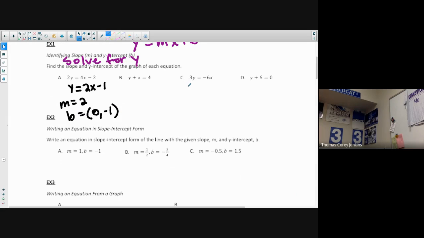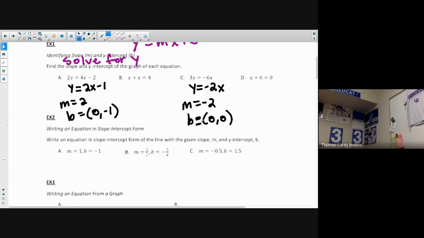Let's look at c. So on c, we need to divide both sides by 3. And that's going to give me y equals -6x over 3, and that would simplify to -2x. So on this one, the slope of the line would be -2. And then what about b? So we could write +0, and that would be equal to the same thing. So b equals 0, or it goes through the point (0, 0). Okay, that's a special kind of line right there. That's one we refer to as a proportional line, a proportional relationship.